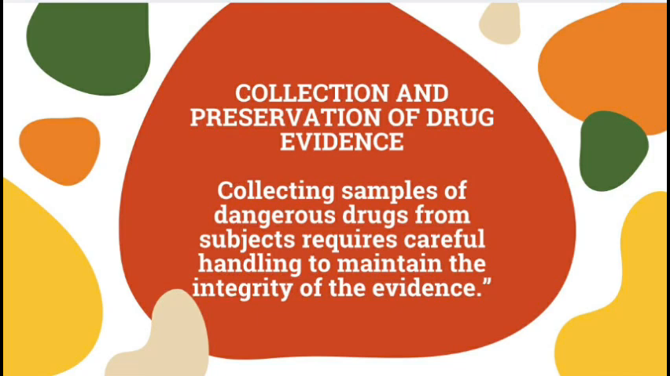First is collection. A, a law enforcement officer or forensic investigator collects samples from the subject person or immediate surroundings. B, samples may include pills, powder, liquids, plant materials such as cannabis, syringes, or other paraphernalia suspected to contain drugs. C, if collecting samples from subjects, proper protocols for search and seizure must be followed to ensure legality and chain of custody.